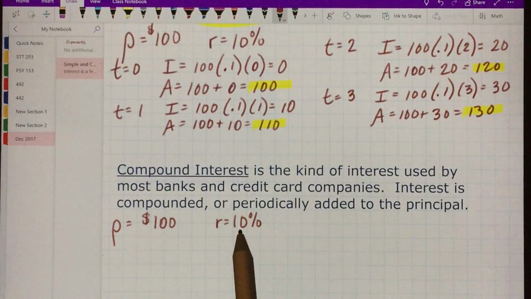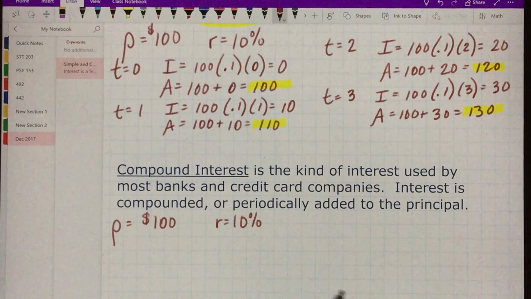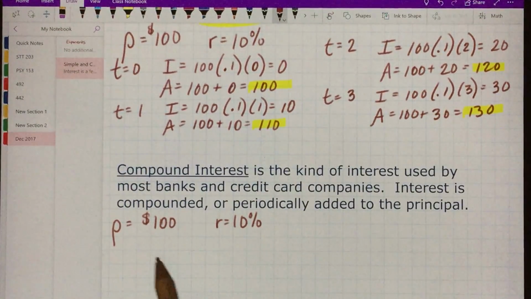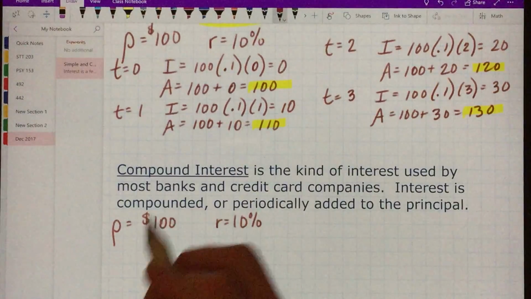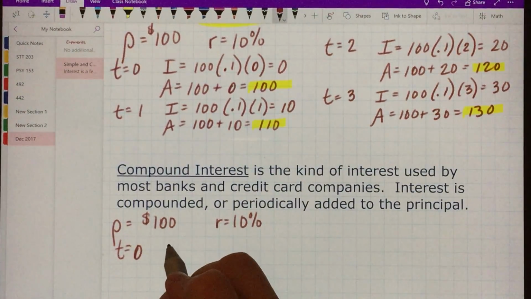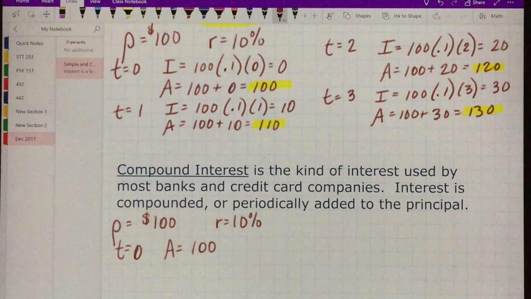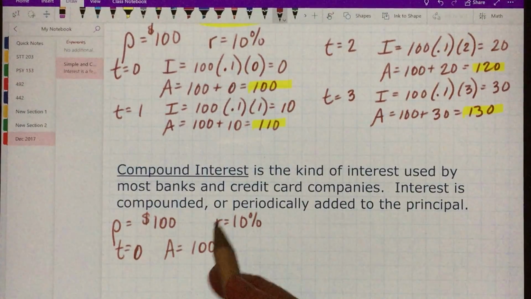And let's say that this rate is compounded annually. So compound interest is the kind of interest that's used by most of your banks and credit card companies. And interest is compounded, or it's periodically added to the principal. So it starts off the same way. At t equals 0, the amount you would owe would just be the $100 because you didn't keep it. There's no interest.